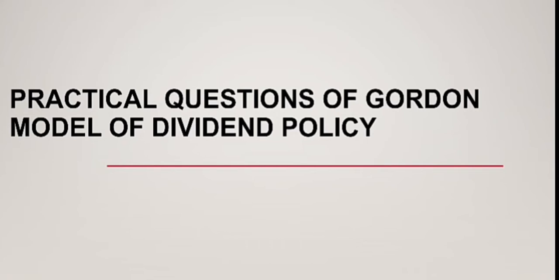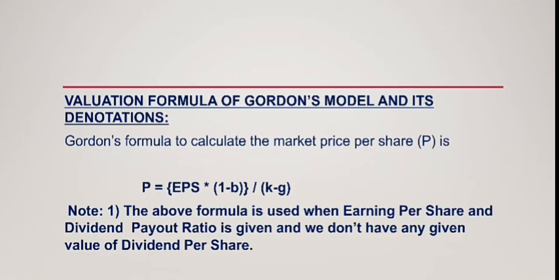So let's start with today's topic. Today's topic is how to solve some practical questions based on the mathematical expression model of Gordon dividend policy. According to Gordon, the formula which we use to calculate the market price per share of a particular firm is P, where P stands for market price per share. P equals earning per share multiplied by 1 minus b, divided by K minus G.